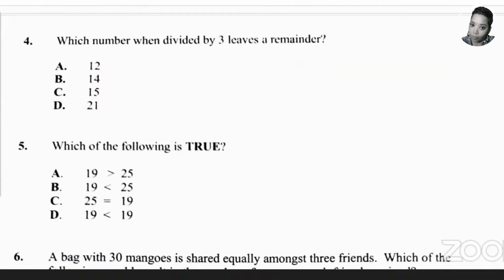Question 4, which number, when divided by 3, leaves a remainder? So if I should try to divide these numbers, all right, and I'm going to start at the top. Usually when I find my answer, I don't need to go any further. Sometimes, just to be sure, you may need to do all of them, okay? Because perhaps sometimes you might have made a mistake. So we will do all of them. Okay, so 12 divided by 3, 3 into 12 goes 4. That doesn't leave a remainder.